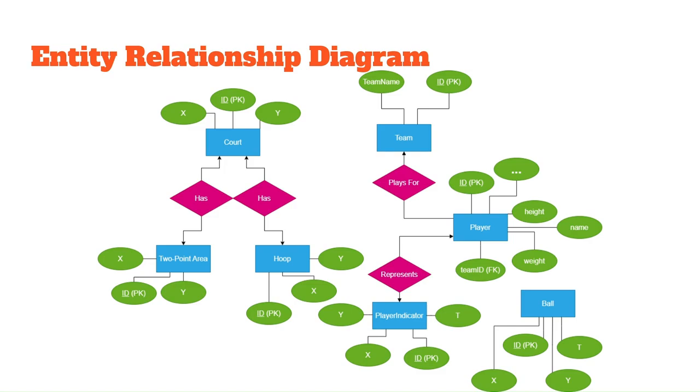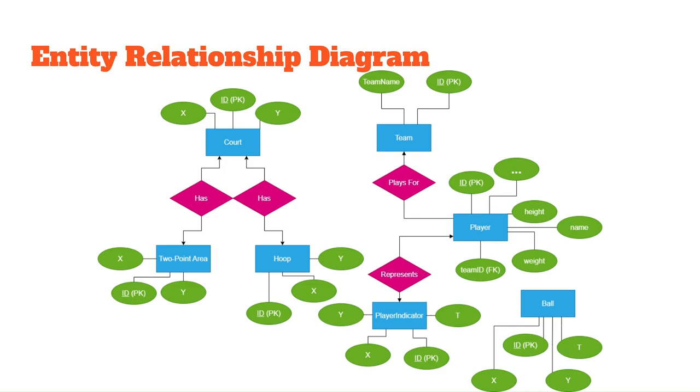So we have the relationship between team and player. Player plays for a team. Every team will have multiple players, but player can only play for one team. And then we have players being represented by a player indicator. Every player indicator will have one player, and vice versa. And then we have court. Court has a 2-point area and a hoop. Since we're only working with half of the court, since these plays will only be for one half of a court, there is only one 2-point area and one hoop.